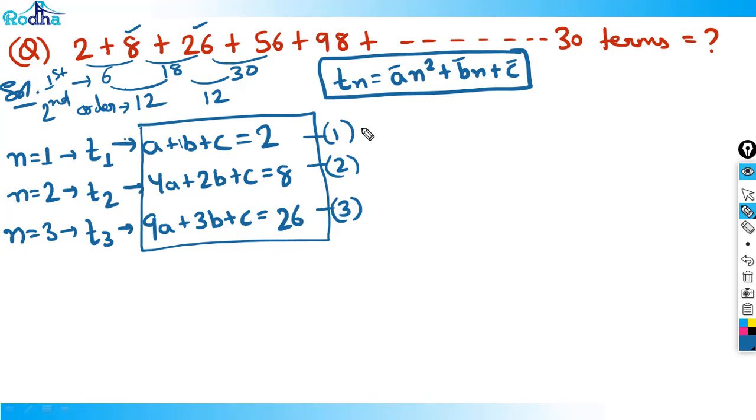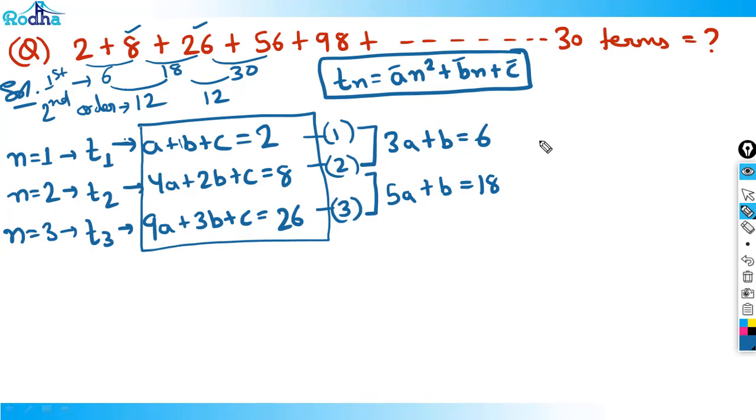So what I'm saying is actually just subtract 1 and 2. 4A minus A is 3A. 2B minus B is B. 8 minus 2 is 6. 3A plus B equal to 6. Subtract 2 and 3. C and C get cancelled. 9A minus 4A equal to 5A, and 3B minus 2B equal to B. 5A plus B is equal to 26 minus 6, which is 18.